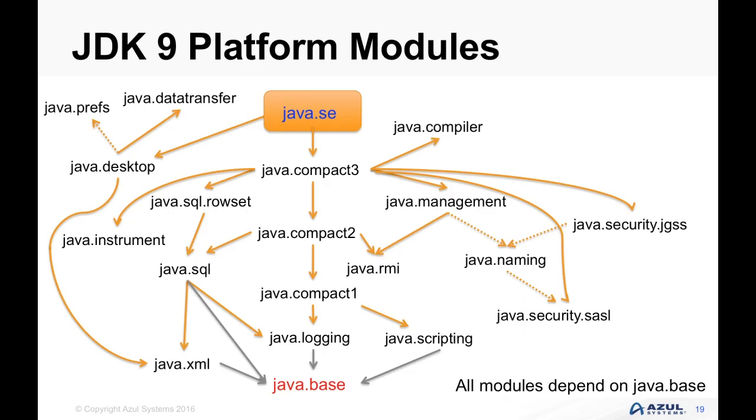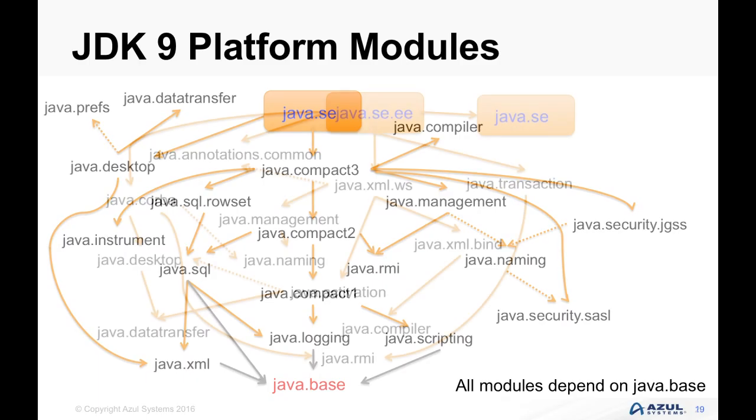So what we've got here now is java.se, which is a sort of meta module. It doesn't contain any packages itself, but refers to other modules and groups those together. I won't go into all the details of this, but essentially you've got various different things. You've got the compact profiles from JDK 8. You've got all sorts of things like Java management. There's Java desktop and so on, java.xml.